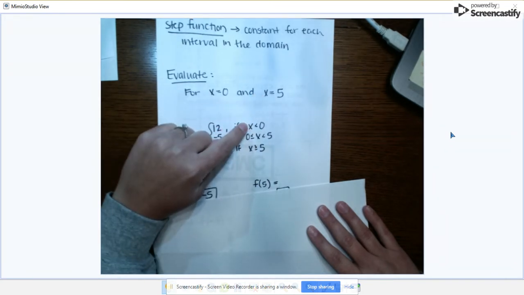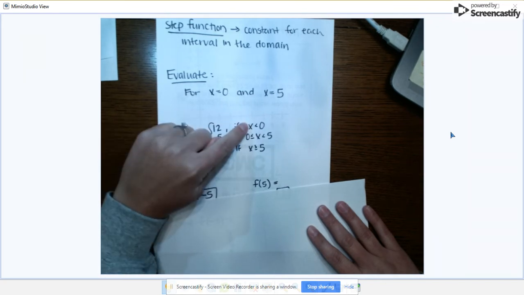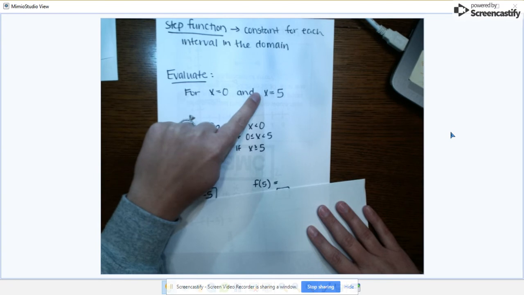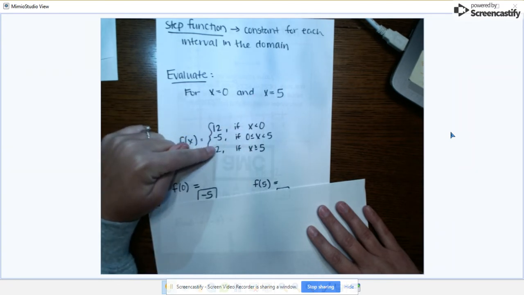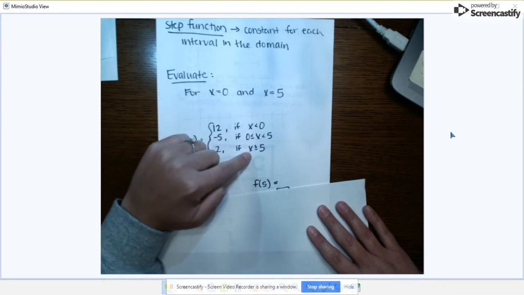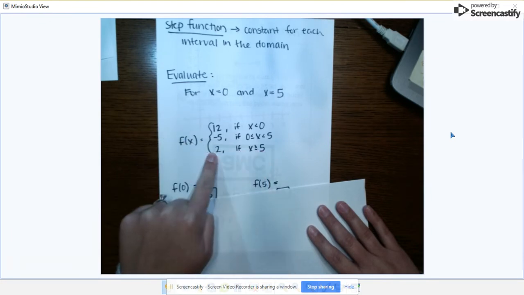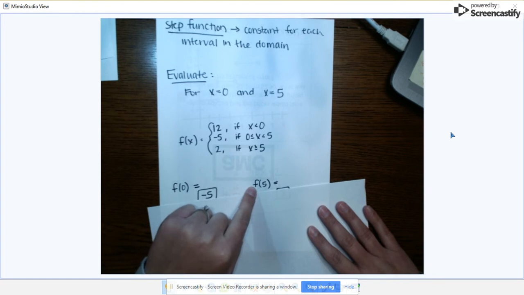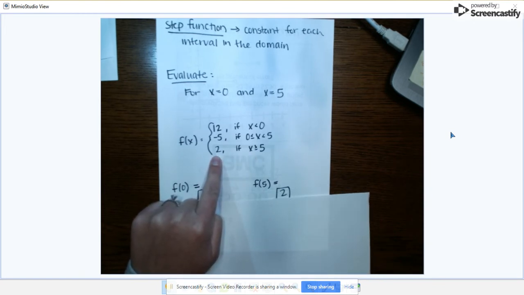Well, the top piece is not in the picture because it's strictly less than 0, and 5 is obviously greater. So now it's between our middle and our last piece. Again, this says x is less than 5. This says x is greater than or equal to 5. So we are going to use this bottom piece of our function to find f of 5. And f of 5 then is this y value, or this output value of 2.